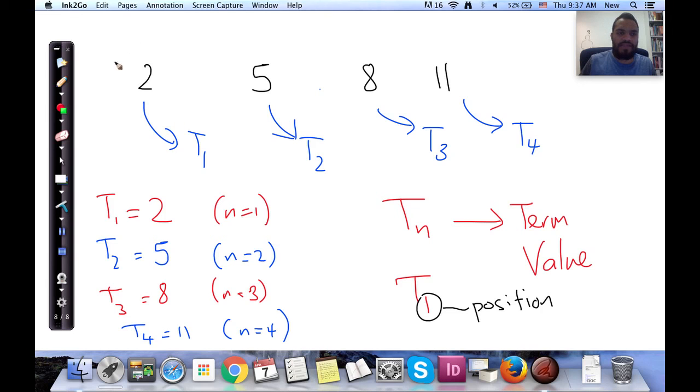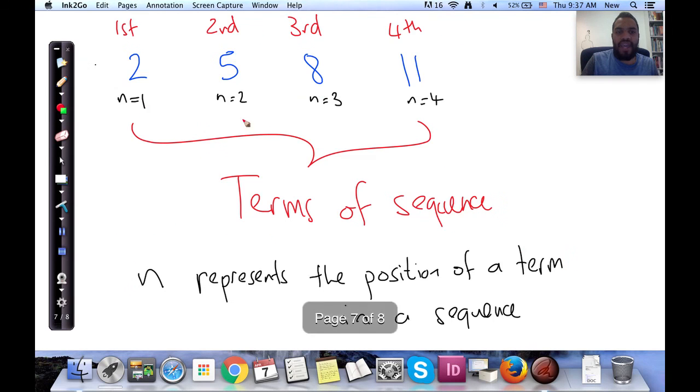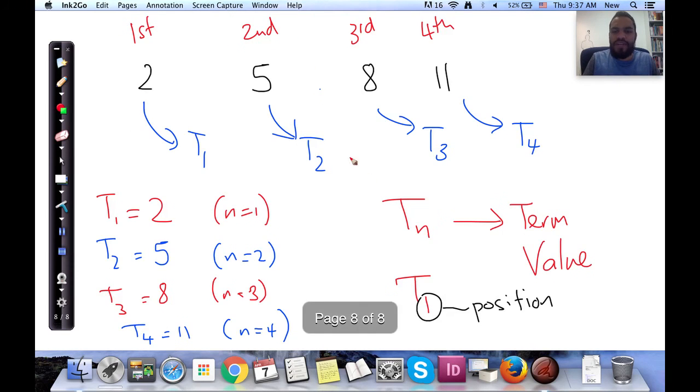That's why I say first, second, third, fourth. That's the thing you're going to get from n. n will always be the position: first, second, third, fourth, 31st, 32nd. And when we speak about Tn, we're talking about the actual term values themselves.